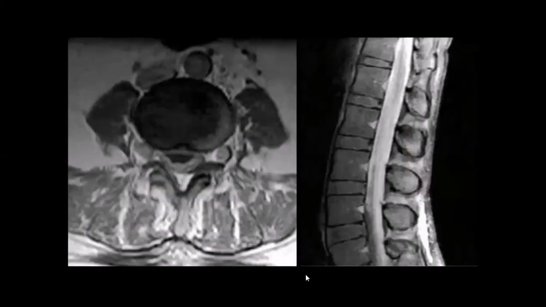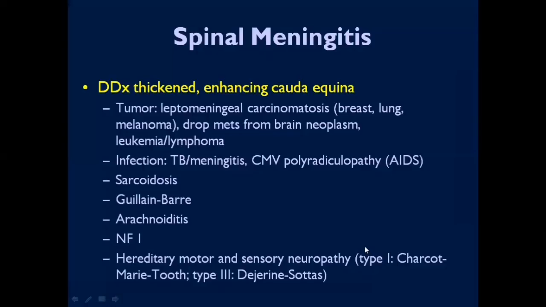The spine has many issues. When you do the study, you should do post-contrast. So in the post-contrast image, what can you see in this case? Can you see something like epidural enhancement here? If you see this, what could the differential be?